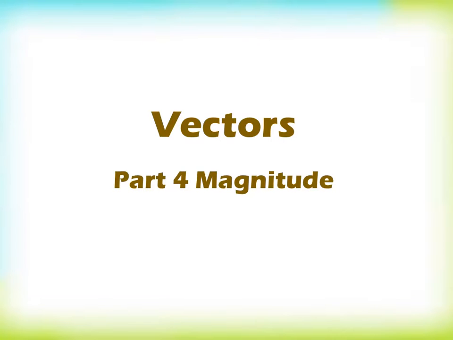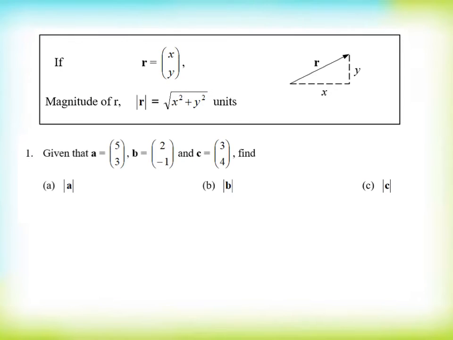Vectors Part 4, Magnitude of Vectors. If R is a column vector with x units in the x-axis direction and y units in the y-axis direction, then we can see that there is a right angle triangle here. How do we find the magnitude of vector R? Now, you can use the Pythagoras theorem.